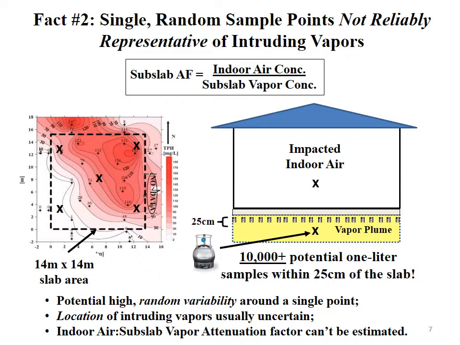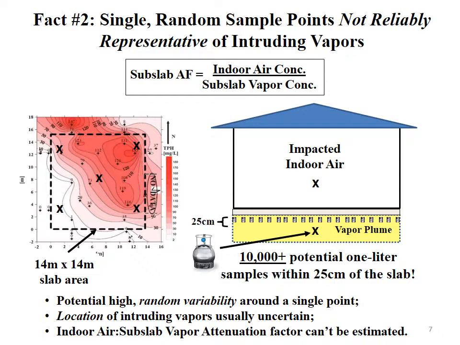Fact number 2 with respect to soil vapor samples, again keeping in mind these points we just made, is that single random sample points are not reliably representative of intruding vapors. So in this case, we're assuming vapors are entering a building through one or more points, and what we've done in the past erroneously is collect a random soil vapor sample beneath the slab of a building, and then assume that that one sample represents the vapors intruding into the building and impacting indoor air. This was used to estimate vapor intrusion attenuation factors.